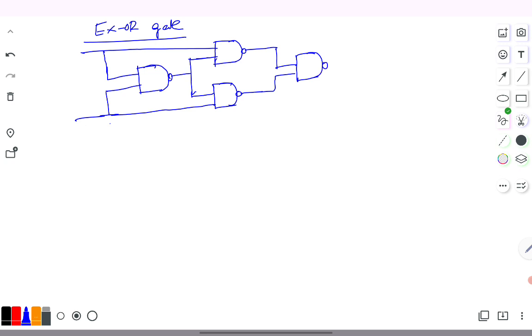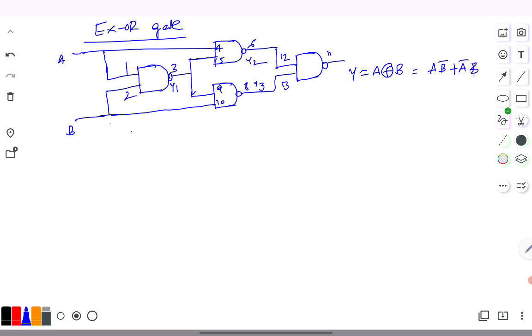To design XOR gate, you need 4 NAND gates. This is A, B, pin number 1, 2, 3, 4, 5, 6, 8, 9, 10, 12, 13, 11. We need to get A XOR B, that means A B bar plus A bar B. You have to get this expression. How to get it? I will take this one as y1, this is y2, this is y3, last one Y.